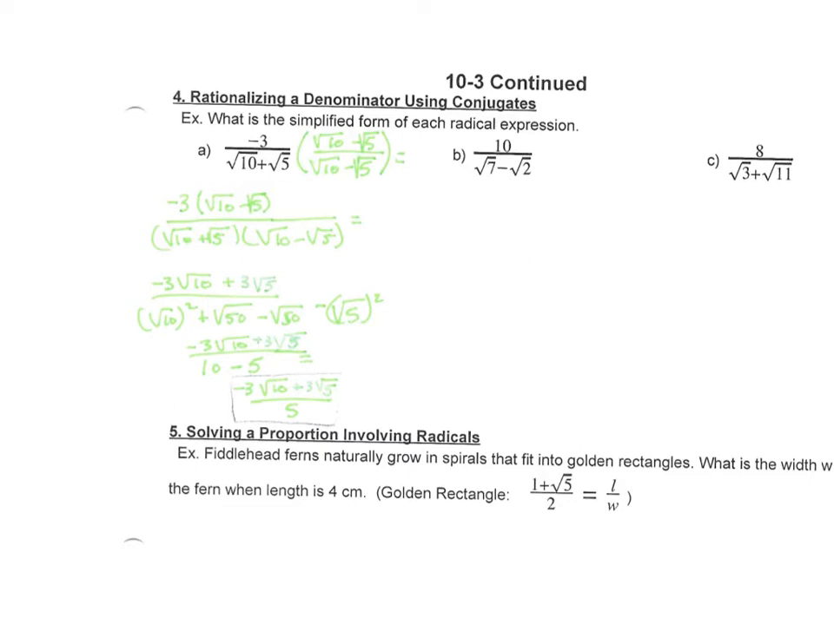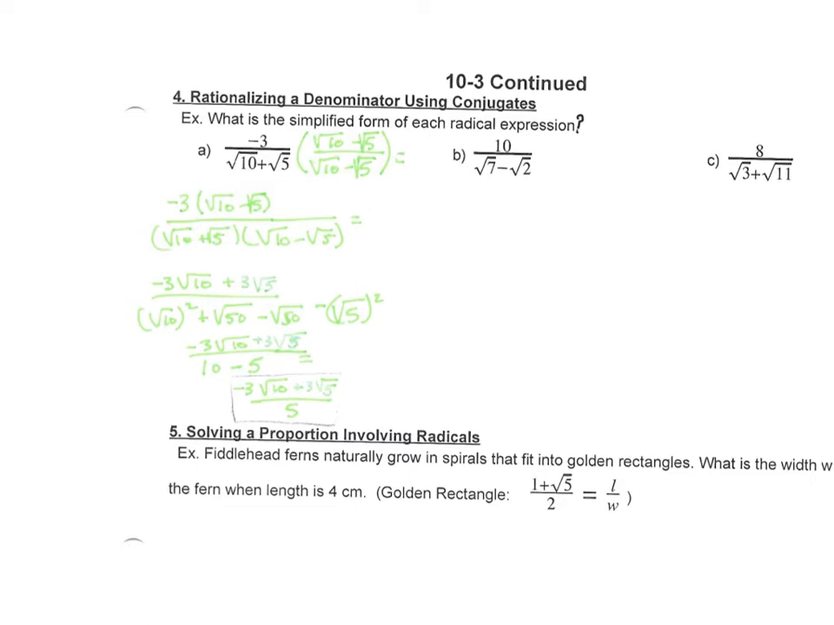But as we move forward, what have I done in A? I'm simplifying this expression, right? What is the simplified form of each radical expression? Well, since I have those radicals in the denominator, I want to get rid of them. And what we do is we multiply by the conjugate. And we've worked with conjugates before, and that is simply using the opposite sign.